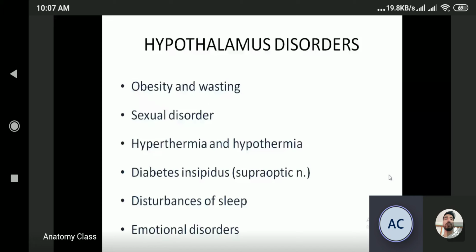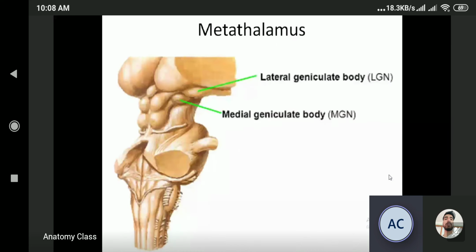Diabetes insipidus, where mainly the supraoptic nucleus is involved. If the supraoptic nucleus is involved, it may result in neurogenic diabetes insipidus. Disturbances of sleep, obviously, because there will be alteration in circadian rhythm, the biological clock will be disturbed, so it results in sleep disturbances and many other disturbances. And emotional disorders are there. So these are just a few signs and syndromes to list within hypothalamic disorder. Then we're done with this hypothalamus.